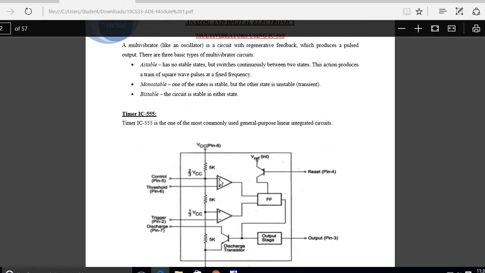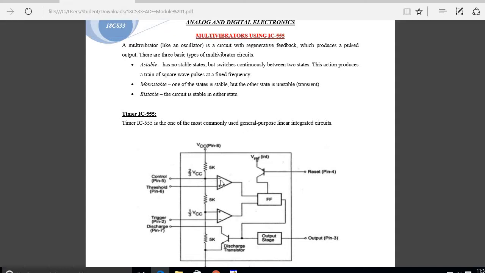The input is connected to the negative terminal, so this is an inverting operational amplifier. And this one, where I'm giving the supply to the positive terminal, is a non-inverting amplifier. Where I give the supply voltage to the negative terminal, it is the inverting amplifier. We'll see the working of this later.